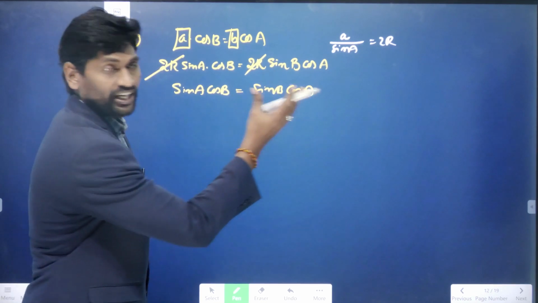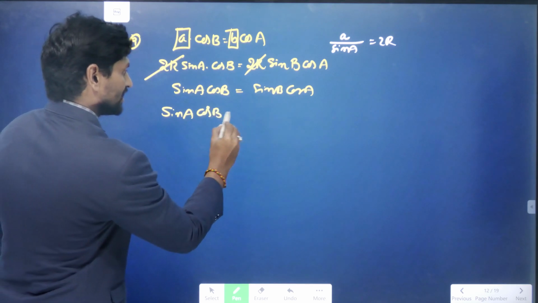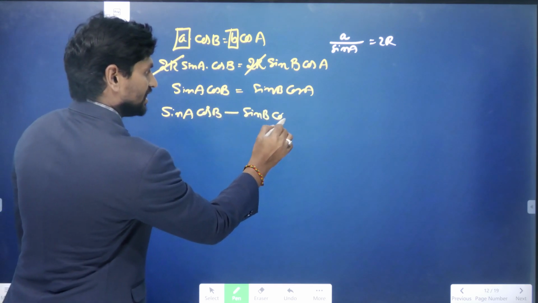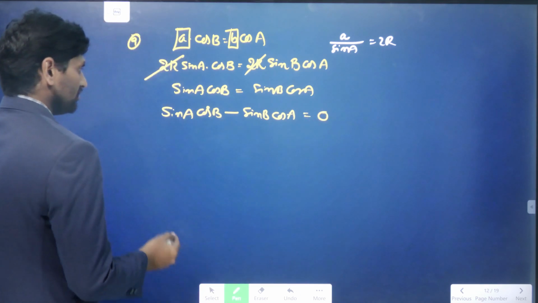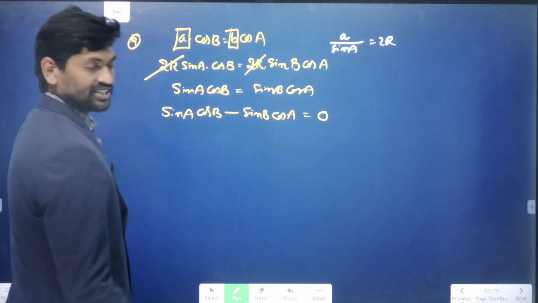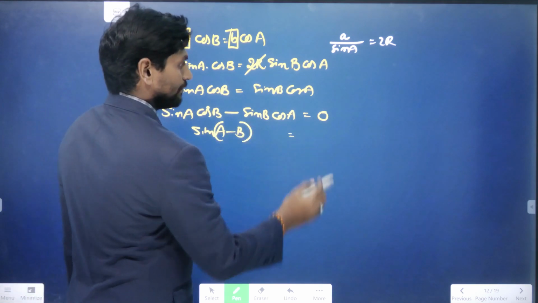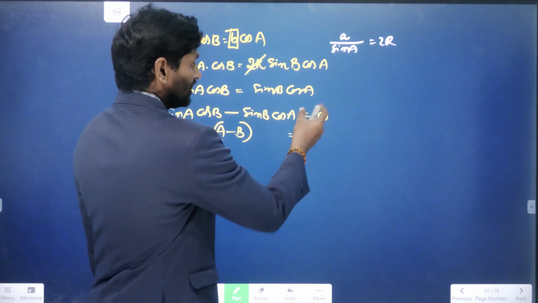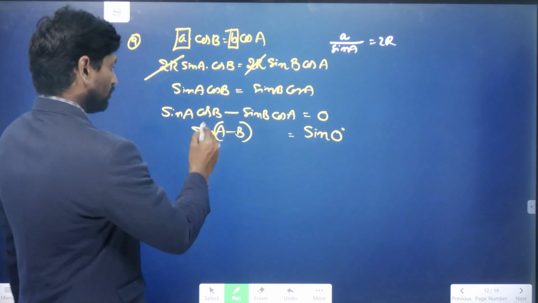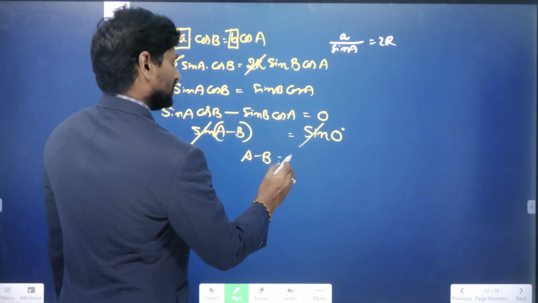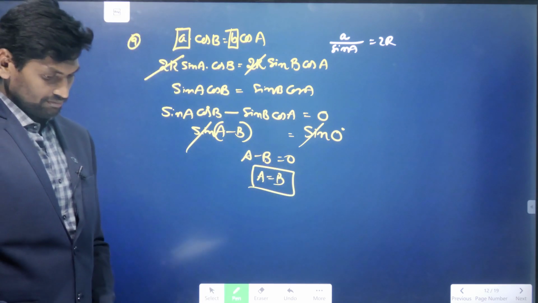Now this RHS part I am just bringing towards LHS. That is sine A cos B, and this plus term becomes minus sine B cos A, that is equal to 0. Now sin A cos B minus cos A sin B is the formula for sin of A minus B, and in the sin table, the value 0 comes for sin 0 degrees. So both sides sin cancel. So A minus B is equal to 0, A is equal to B. This is the condition we should learn.